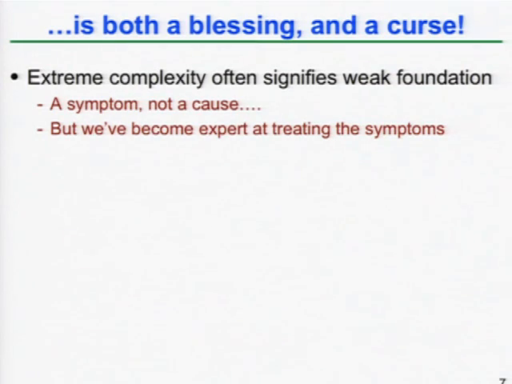Now, this ability to master complexity is both a blessing and a curse. Because often when you get a system that is extremely complex, what that's telling you is it's built on weak foundations. Now, the complexity is a symptom, not a cause. That is, the foundations aren't weak because it's complex. It's complex because the foundations are weak. But the problem is we've gotten great at treating the symptoms, and we sometimes neglect the cause.